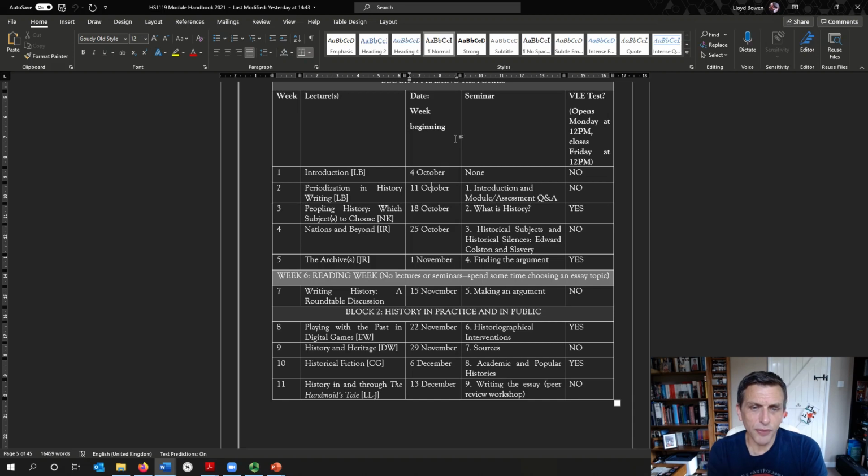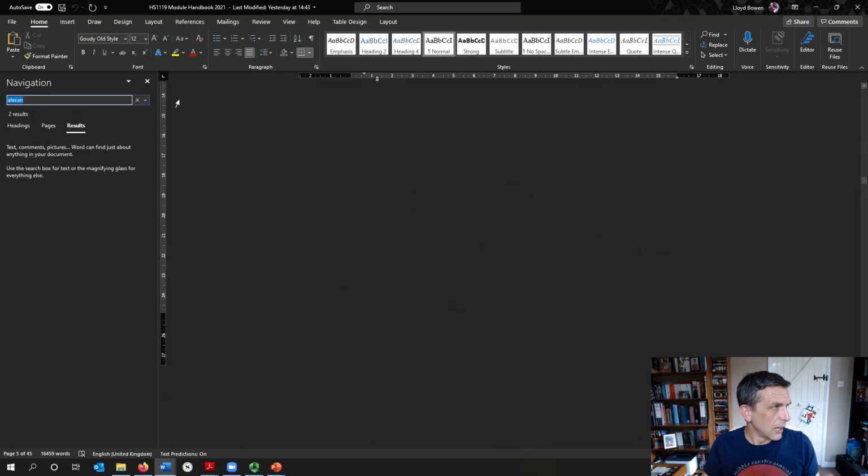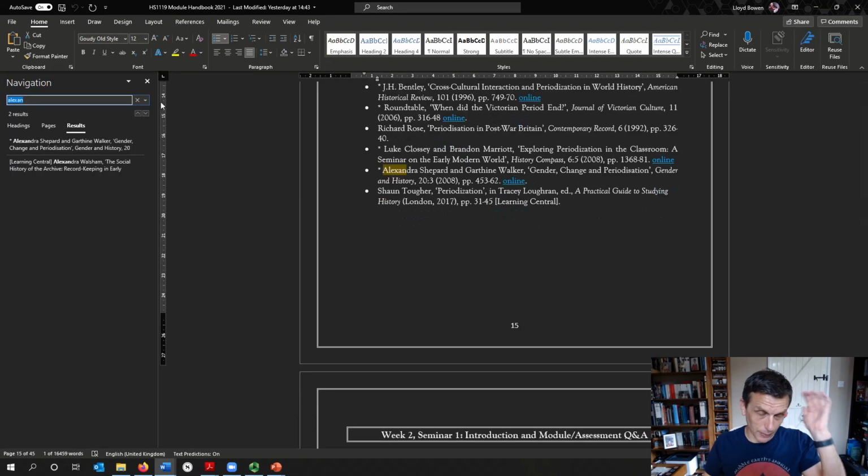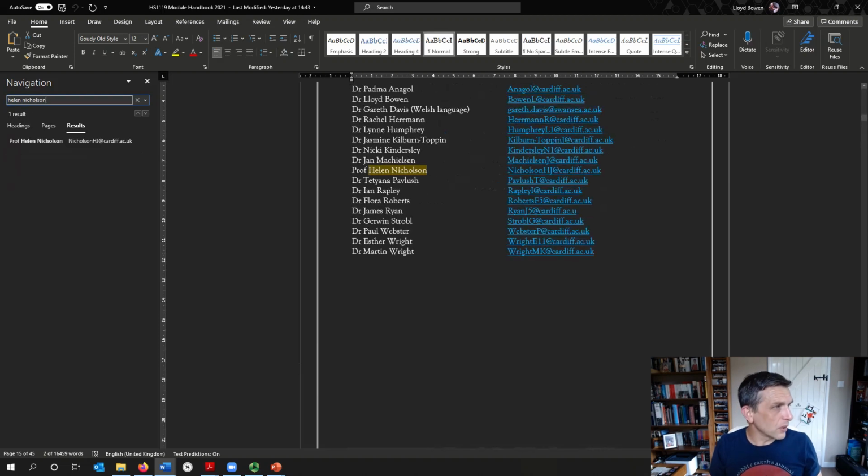Module handbook gives you a lot of information, okay? One way of navigating through it, of course, is the Control F feature, the Find feature, or perhaps if you're on a MacBook, the Command F feature. If you want to find out, you know, what's my tutor's name, it's Helen Nicholson. How do I get in touch with her? If you put in Helen Nicholson as the search term, there is Professor Helen Nicholson's name, and there's her email address that you can drop her an email if you have a question or have a problem and you're in her seminar group, for example.